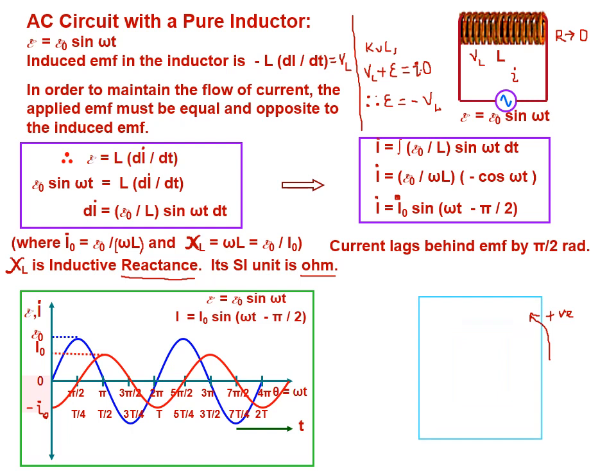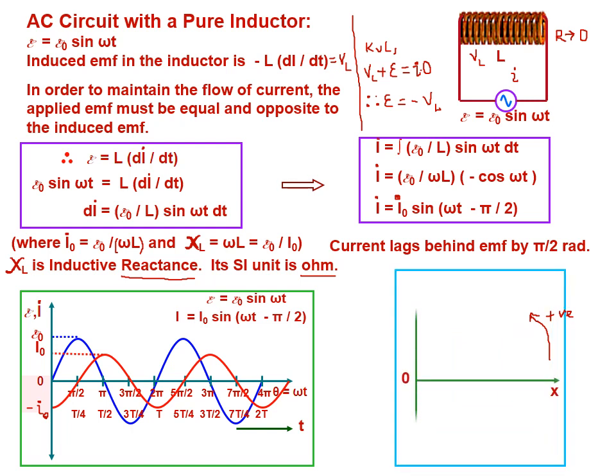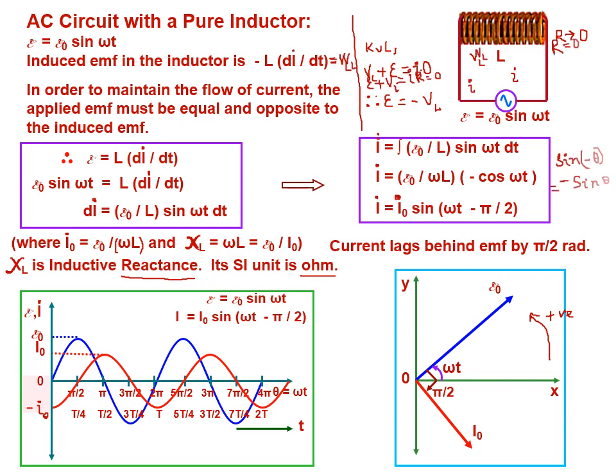This phasor you can draw like this. This is the voltage phasor, and I naught is lagging by minus pi by 2, so that is omega t, and this is omega t minus pi by 2. Remember, the positive direction would be the anti-clockwise direction. Right, the next one.